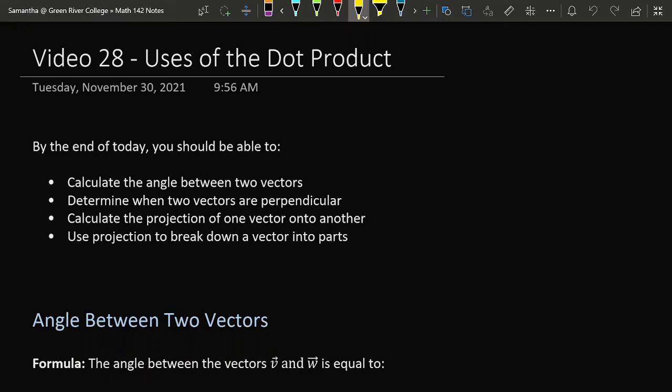Today we're going to see two more uses of the dot product. The first of which is to calculate the angle between two vectors. And the second of which is to take a vector and to break it down into pieces, one of which is parallel to some given direction and one of which is perpendicular to that direction.